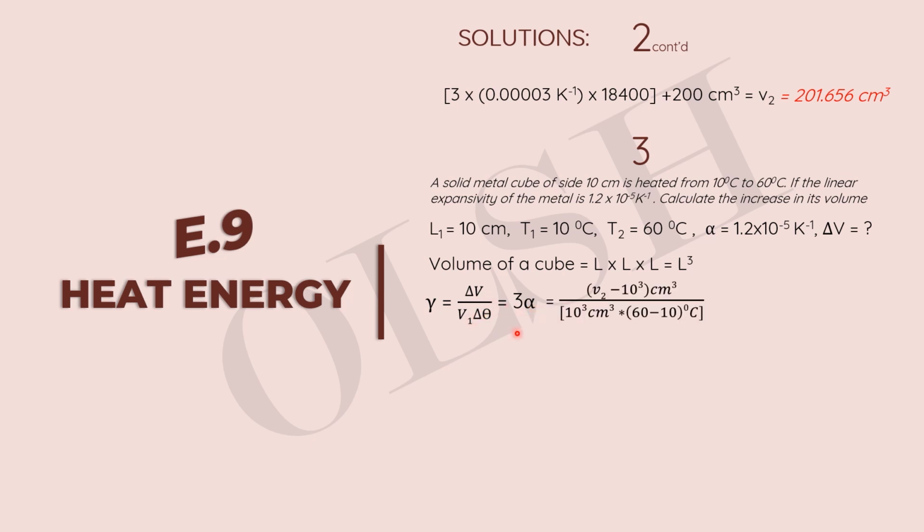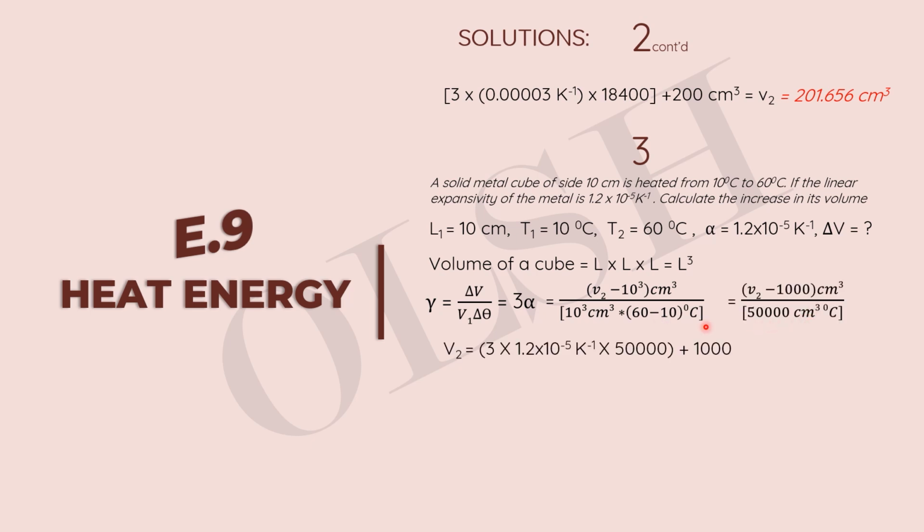So we need to use alpha to equate with this and solve for our change in V. All right, so we have V2 minus 10 raised to the power 3, where 10 is the side of the cube, that is 10 centimeters. So we're finding the cube of that so we can get the volume, L cubed. So (V2 minus 10 cubed) centimeter cubed divided by V1, which is 10 cubed, times the change in temperature, which is 60 minus 10. If we simplify this, we're going to have 50,000 centimeter cubed.